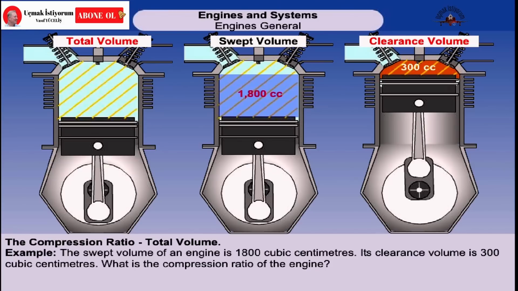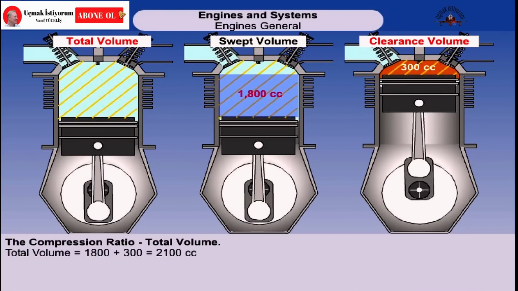An example will help to clarify the term. If the swept volume of an engine is 1800 cubic centimetres and its clearance volume is 300 cubic centimetres, what is the compression ratio of the engine? First, we must add the swept and clearance volumes to obtain the total volume. So, 1800 plus 300 is 2100.